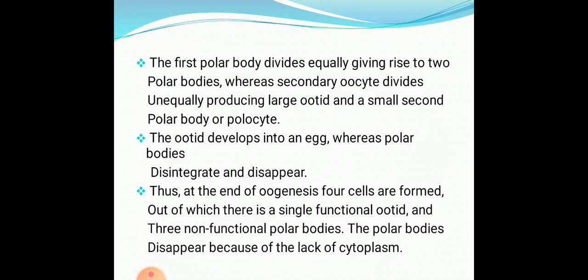So at the end of the oogenesis process, four cells are formed, out of which there is a single functional ootid and three non-functional polar bodies. Totally four cells are formed. One is functional, called the ootid, and the remaining three are non-functional polar bodies.